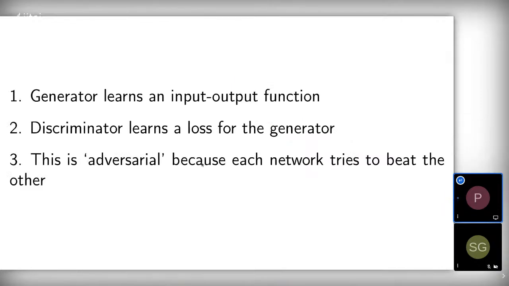And just to summarize what I've just said, the generator just learns an input-output function between whatever input and output you like. The discriminator learns a loss for the generator so that you can train it. And this thing is called adversarial because each network tries to beat the other. So the generator tries to beat the discriminator and the discriminator tries to beat the generator.